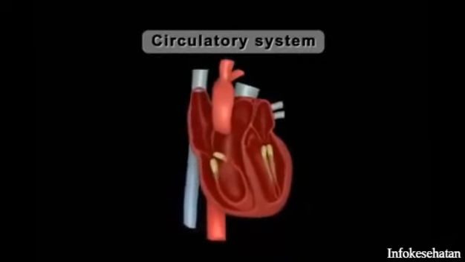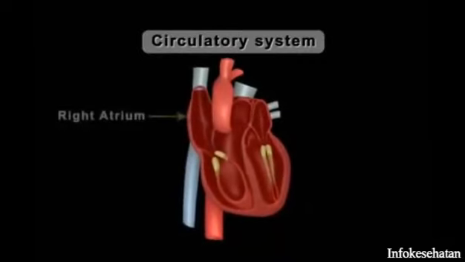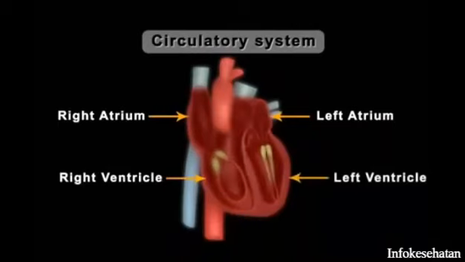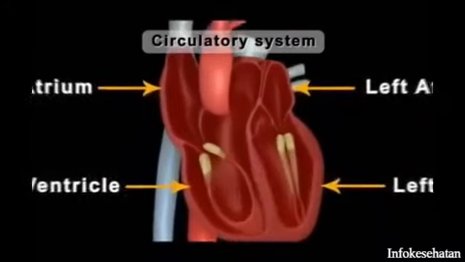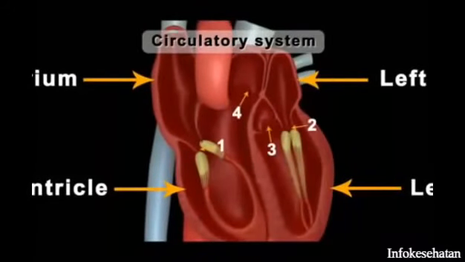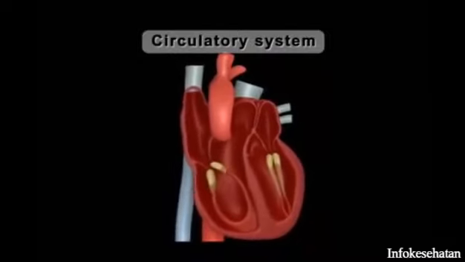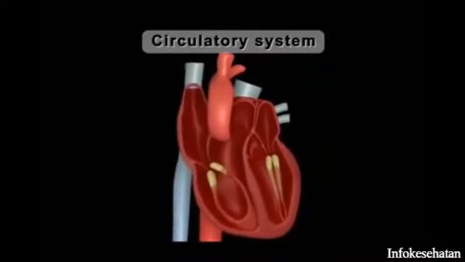The human heart has 4 chambers known as the right atrium, the left atrium, right ventricle, and left ventricle. There are 4 valves in the heart. All these valves are one-way valves, which allow blood to flow in one direction only. Having known the structure of the heart, let's find out how it functions.